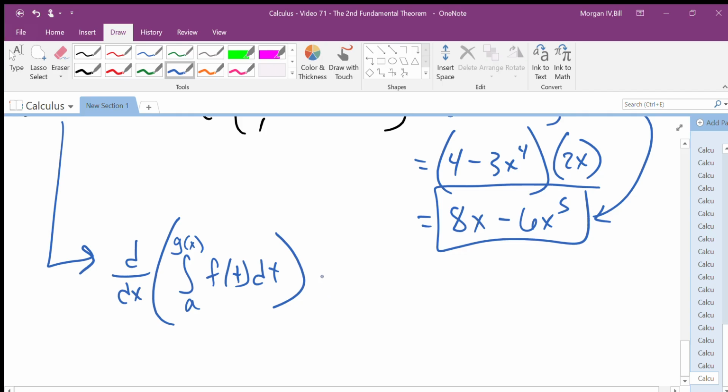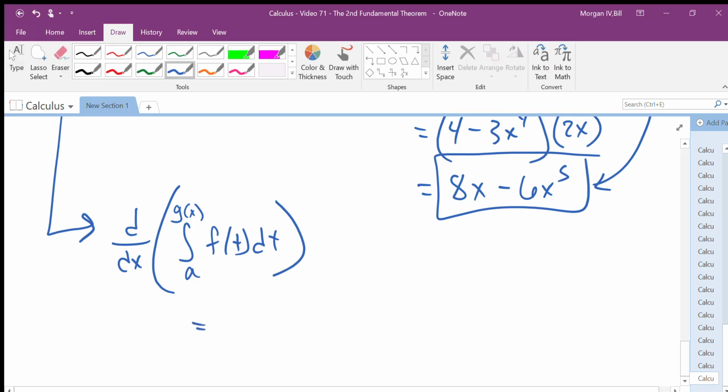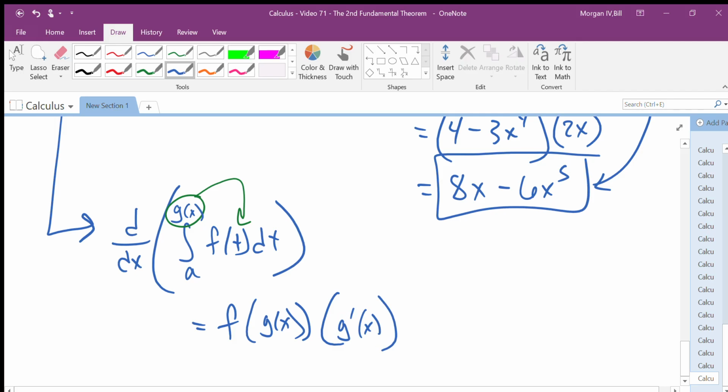That is equal to, you're going to plug the g of x into the values of t here. So that's going to be equal to f of g of x, my fault. You're not just plugging the x in for the t, you're plugging the entire g of x in for the t. In our case up there, the entire x squared goes in for all the t's. And then we multiply that by g prime of x. That's the more general form of the second fundamental theorem of calculus.